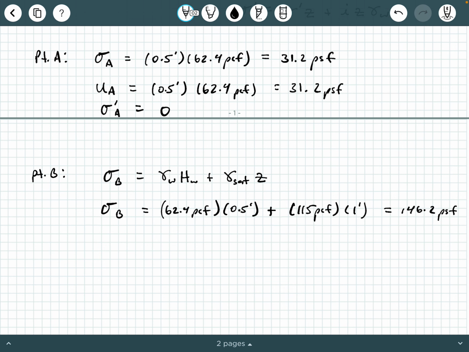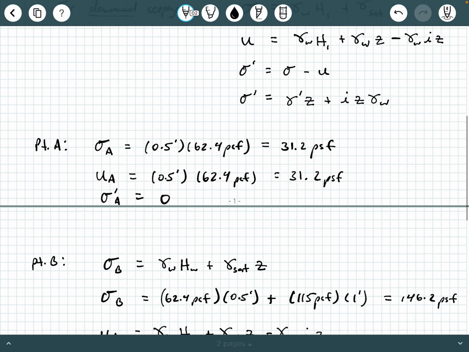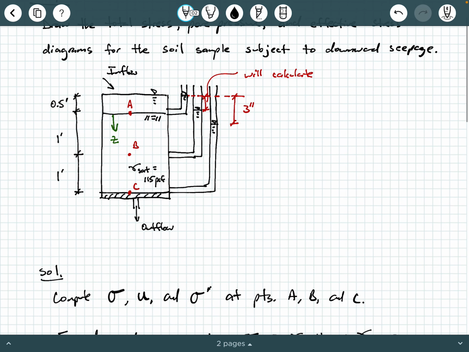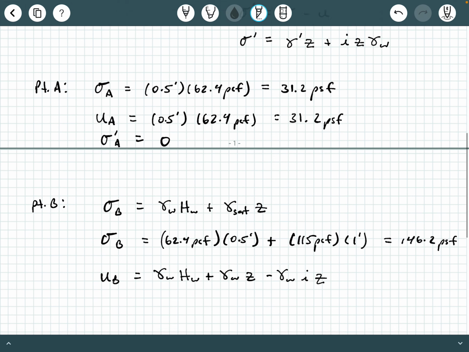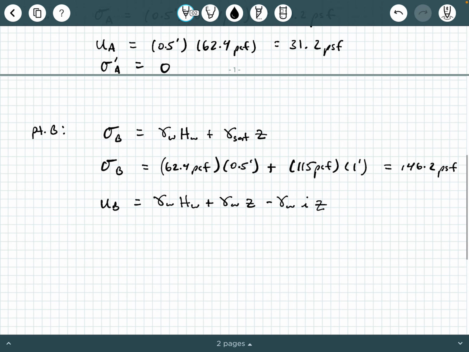Let's go ahead and calculate the pore pressure at B. Now, this is where some things are a little bit more unique. We're going to have unit weight of water times the height of the water plus unit weight of water times depth Z minus unit weight of water times I times depth Z. So here's something that we have to be careful about. We need to pay attention to the piezometric head at point B. So this is where we're going to be interested in the thing that we calculated earlier. Let's go ahead and substitute values in.